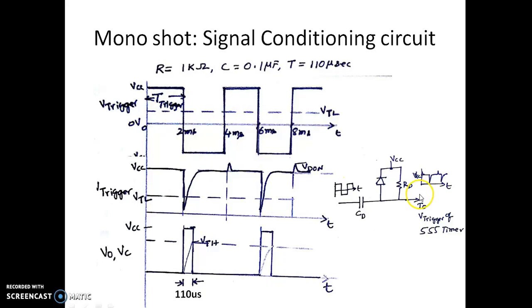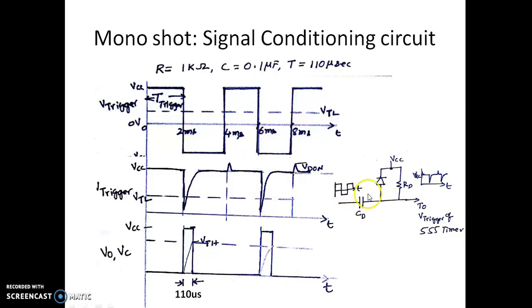So this is the differentiator circuit with the output clamped to VCC, and we have a diode to ensure that we are removing the positive spike over here. If the diode was not used, the spike would have gone up to 2 VCC. So we are restricting the height. So this is a signal conditioning network.